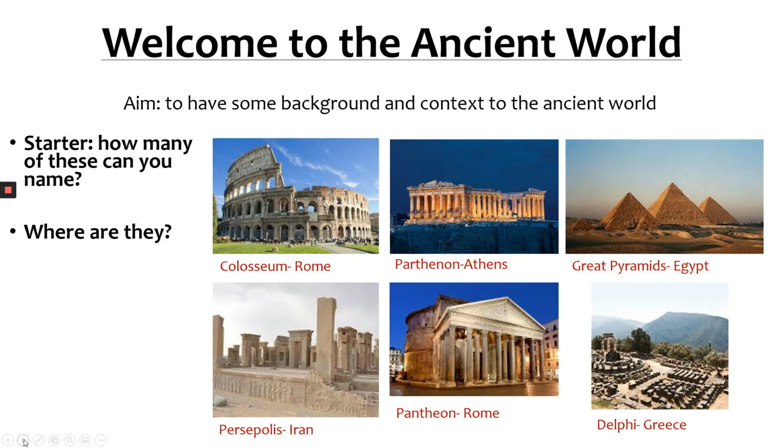Middle bottom row is the Pantheon, which is easily the best preserved of all 6. That's a huge temple to all the gods in Rome. And last but not least, just on the end, on the bottom, is part of the sanctuary at Delphi, which is in Greece. Delphi was where the oracles were supposedly able to communicate with the gods. So just a little silly starter there to see what you already knew.